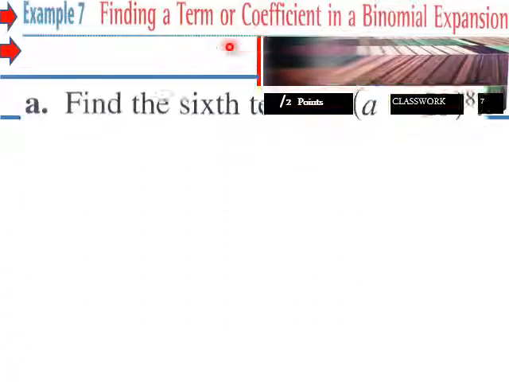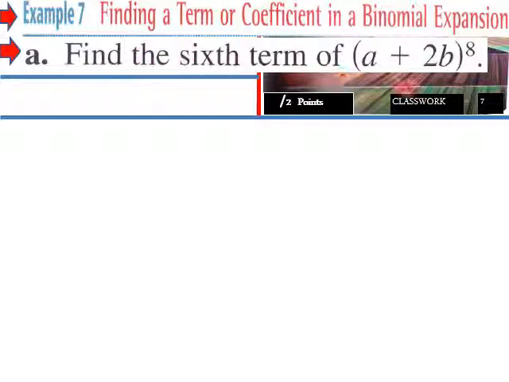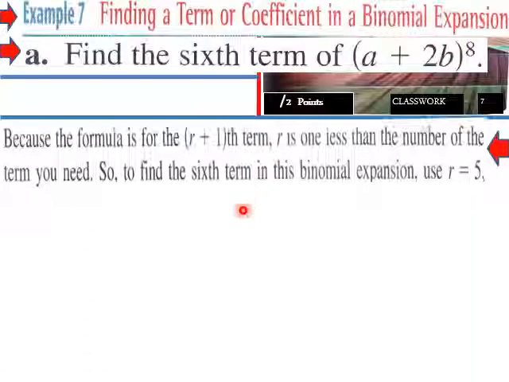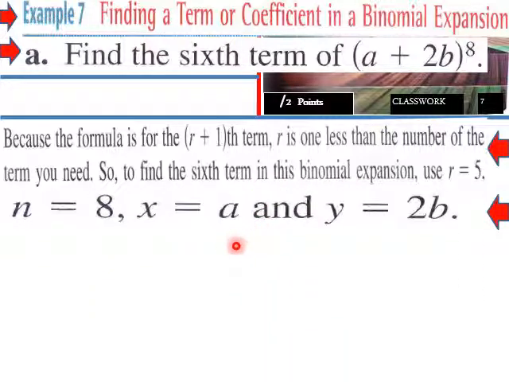So now we're going to try one. Finding a term or coefficient in a binomial expansion. Find the sixth term of this expansion here, a plus 2b to the 8th power. Because the formula is for the r plus 1 term, r is 1 less than the number of the term you need. So to find the sixth term in this expansion, use r equals 5. Okay, that's good to know.